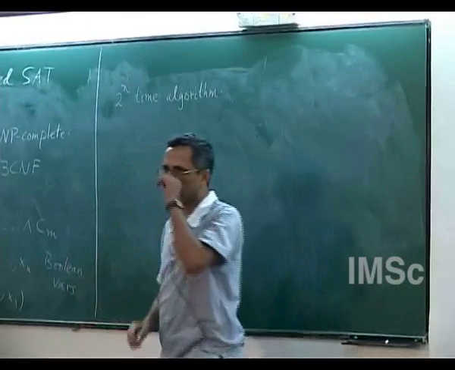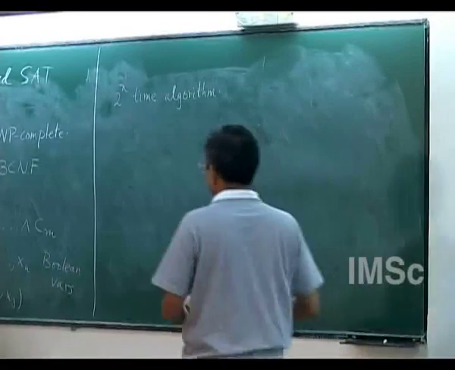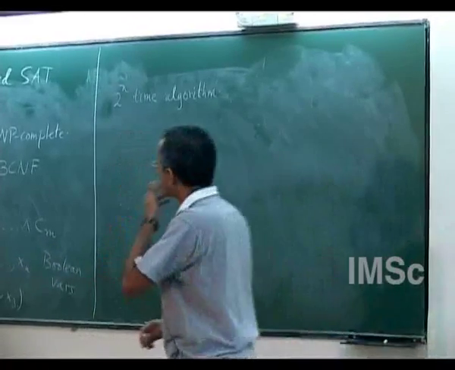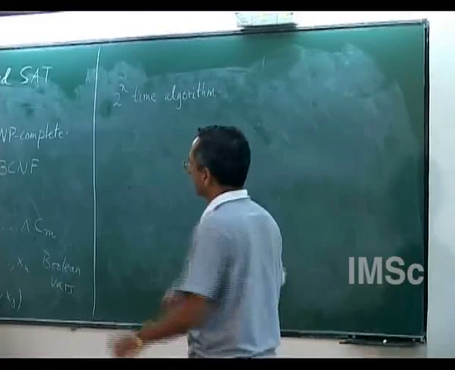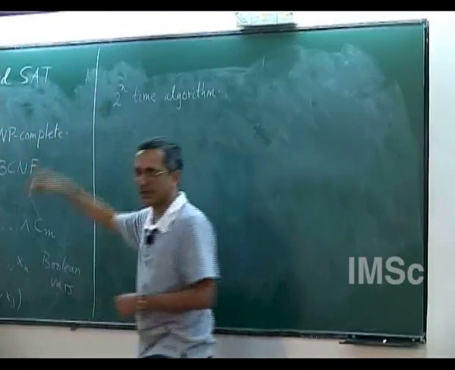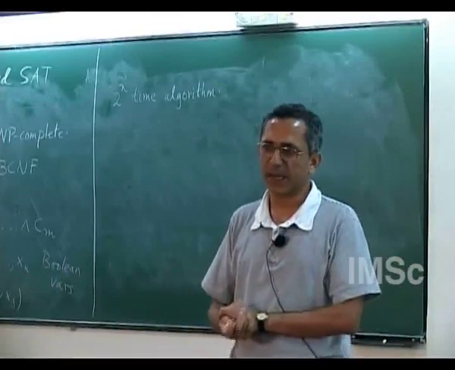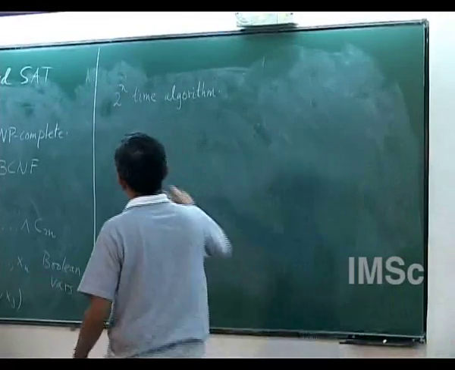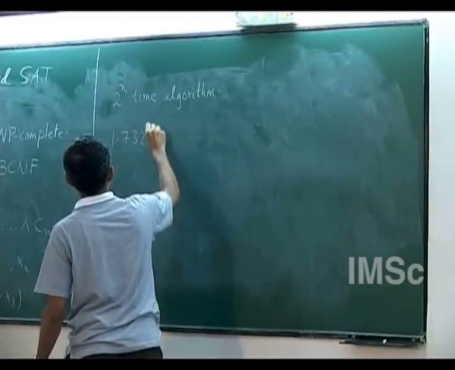So the 2 power n time algorithm is simply going to look at all the 2 power n truth assignments and check if there is one that satisfies the formula F, makes it true. It's not difficult to beat the 2 power n bound. So the game, and that's the game for the talk today, is to get faster and faster algorithms. NP complete rules out polynomial time algorithms, but I want as fast an exponential time algorithm as possible. For example, it's not hard to come up with an algorithm that has running time something like 1.732 to the power n.